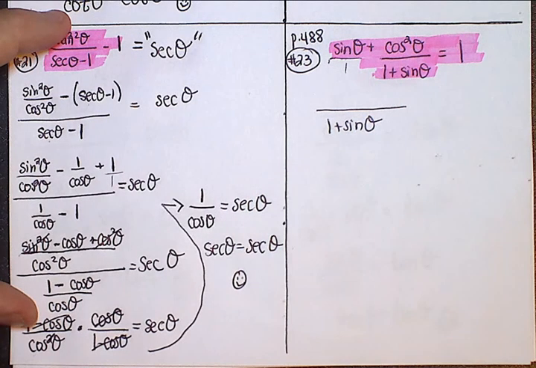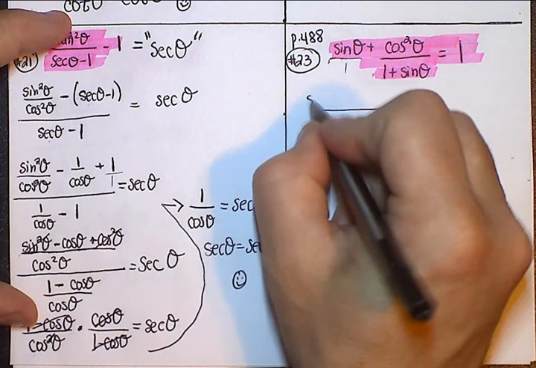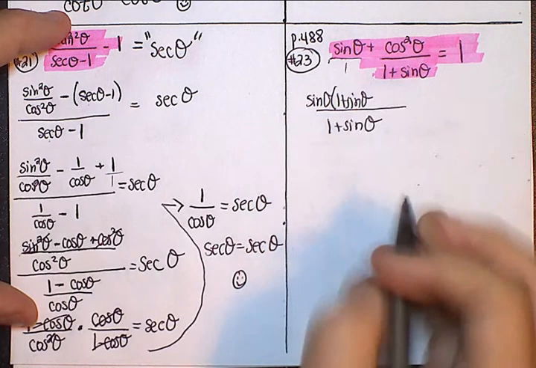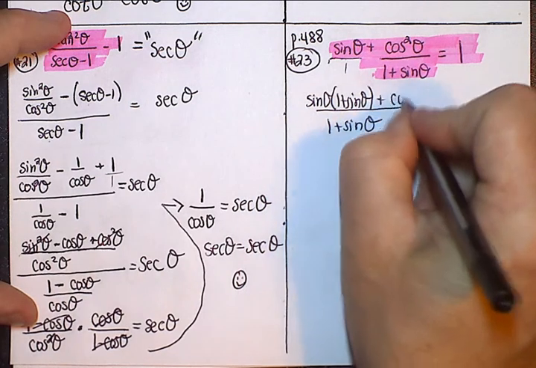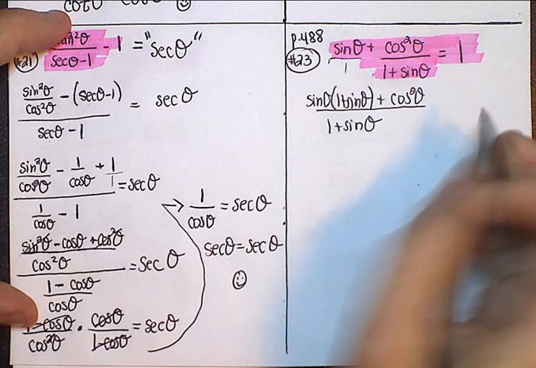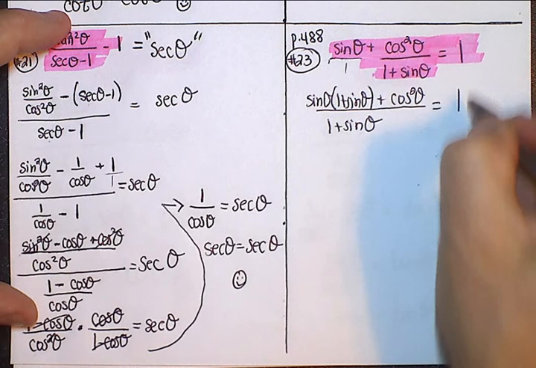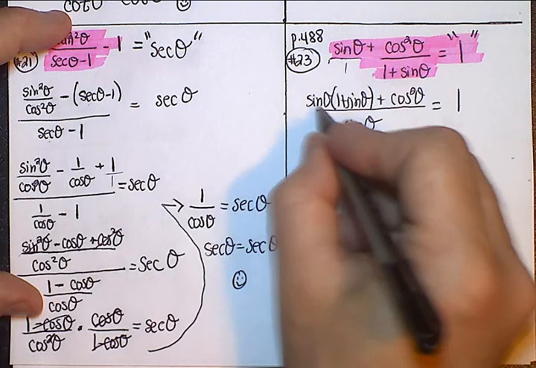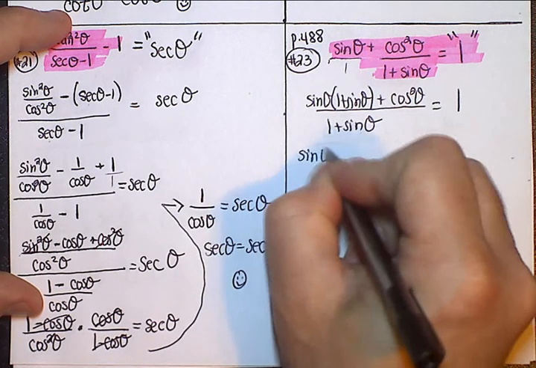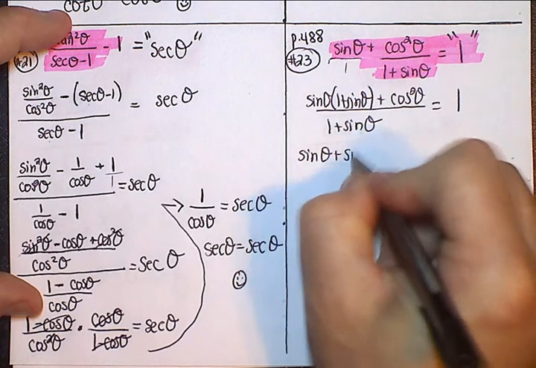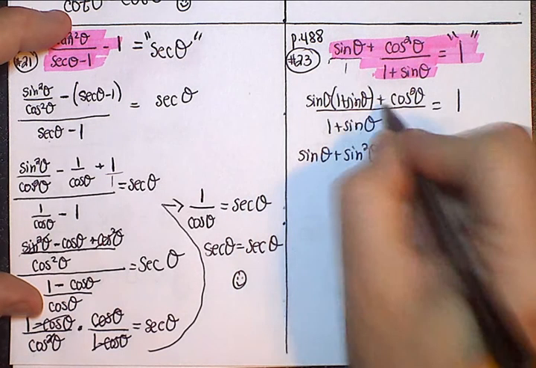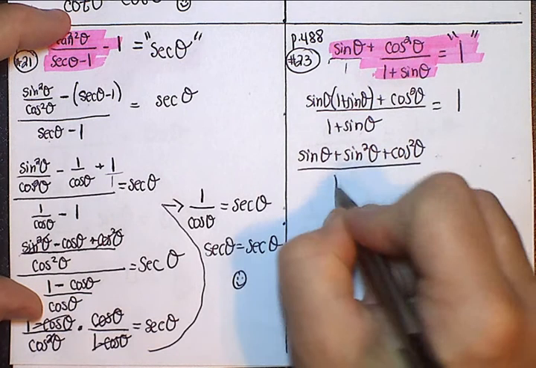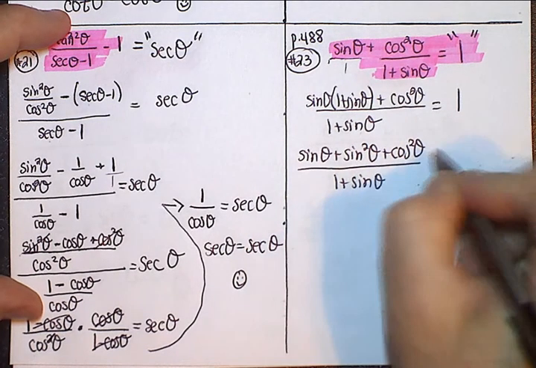Okay, which means this sine theta is going to have to be multiplied by 1 plus sine theta to get that common denominator. The cosine squared stays as cosine squared because its denominator stayed the same, and that's supposed to equal 1. Obviously, we're going to freeze this side. I'm going to distribute the sine through. Sine times 1, sine theta, plus sine times sine squared theta, plus cosine squared theta, all divided by 1 plus sine theta, and that's supposed to be 1.